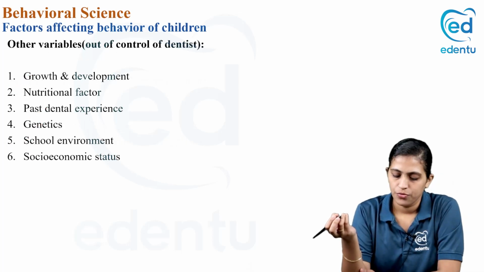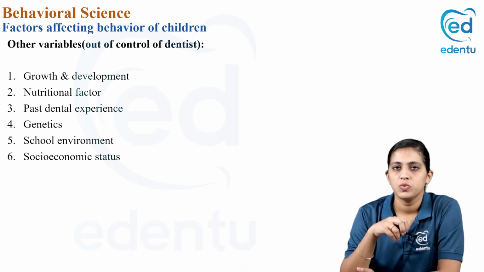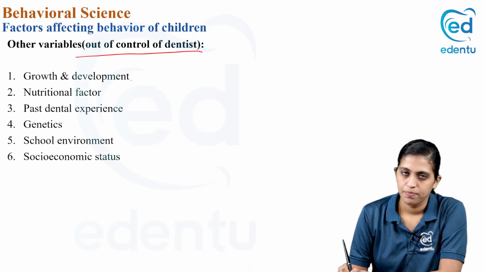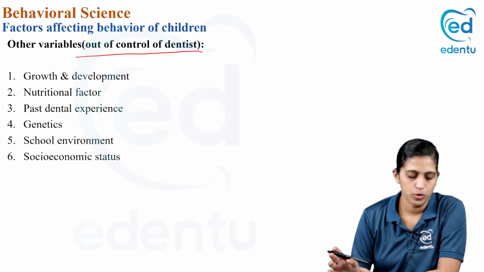Now into the other factors which affect the behavior of children. So these are the other variables which are out of the control of the dentist. First is growth and development. So growth and development is something that is specific to each child.